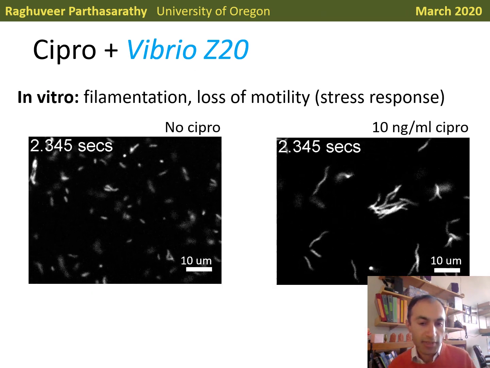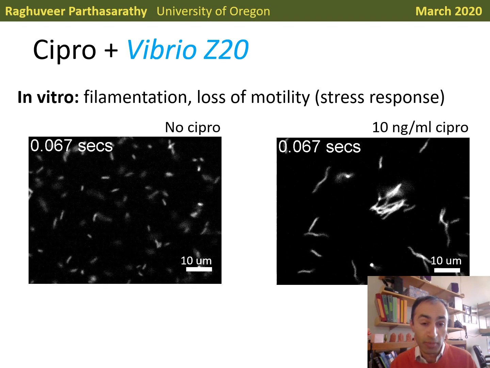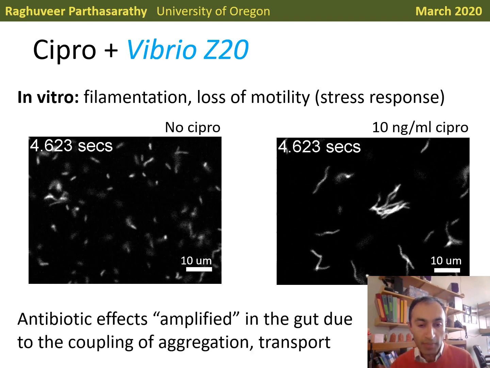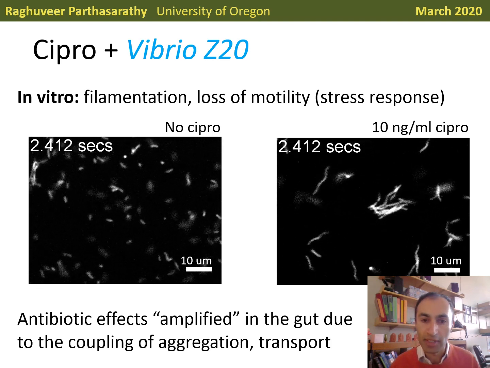This is in a sense not too surprising, because filamentation and loss of motility are well known from in vitro experiments as common stress responses of bacteria. But what we're seeing here is that these effects are amplified in the gut due to this coupling of aggregation and transport.